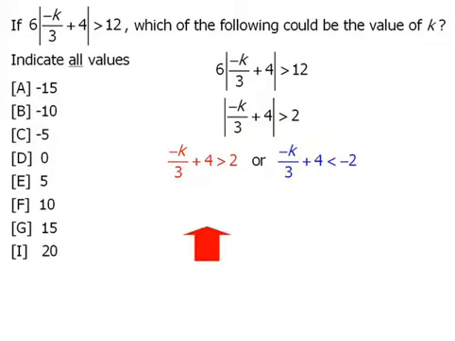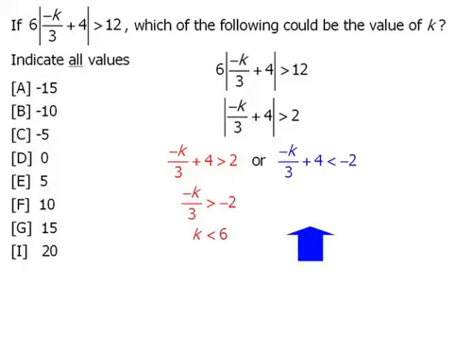Let's begin with this one. First, we'll subtract 4 from both sides. And now, to isolate k, we will multiply both sides by -3. When we do this on the left-hand side, we get k, and on the right-hand side, we get 6. Now, since we're multiplying both sides of an inequality by a negative value, we must reverse the direction of the inequality. Okay, now let's solve this inequality for k as well.